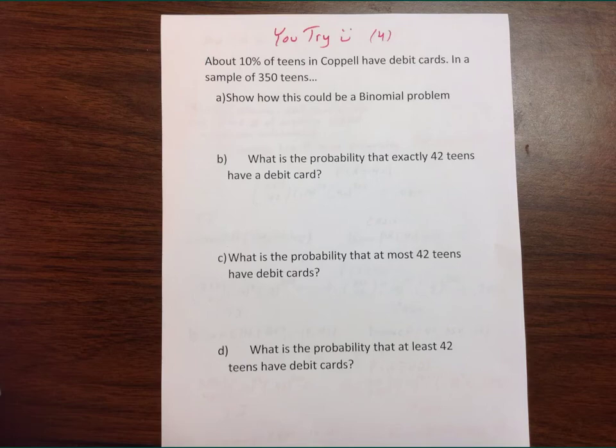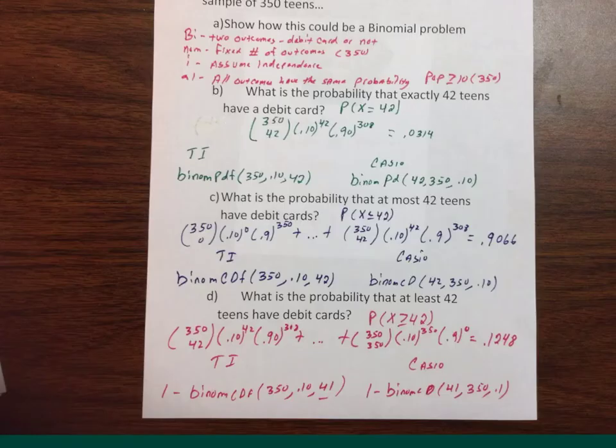Now you try one. First, we must show that this is a binomial problem. Bi, there are two outcomes, a debit card or not. Nom, a fixed number of trials. I, all independent, and all successes have the same probability.